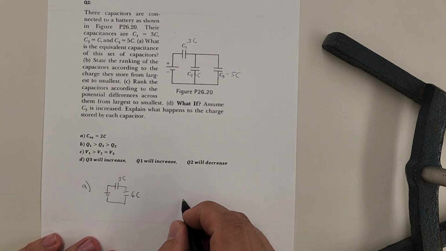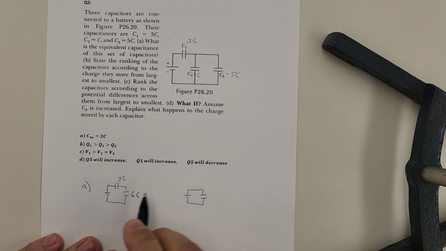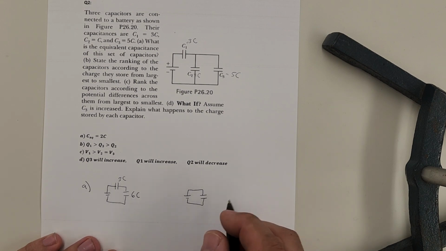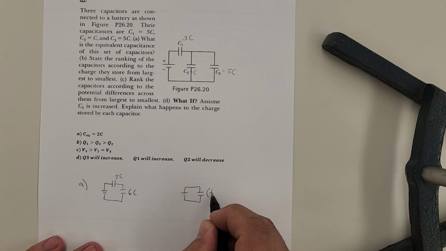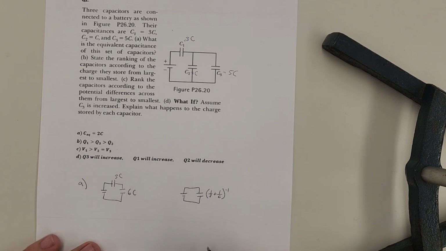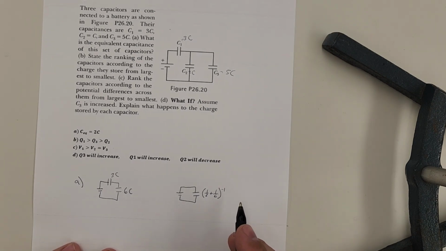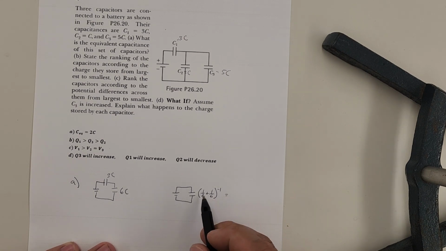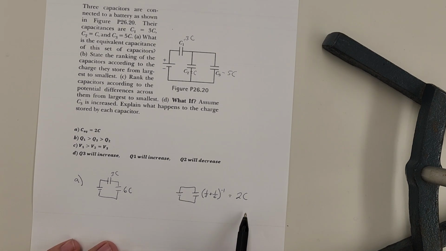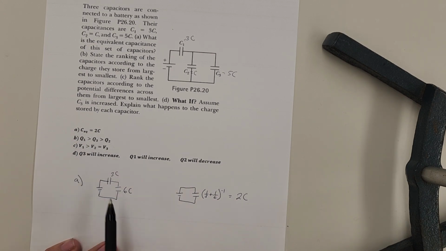Then, to continue along, I can combine that further into a single capacitor, because I can see that this 3 and this 6 are in series. When 3 and 6 are in series, the equivalent capacitance will be 1/3 plus 1/6, to the -1, or 1/C equivalent. You can make this 2/6. 2/6 plus 1/6 gives me 3/6, or a half. Inverse a half, and we get 2. We get 2C. So our equivalent capacitance will be 2C, like our picture shows, or our answer.